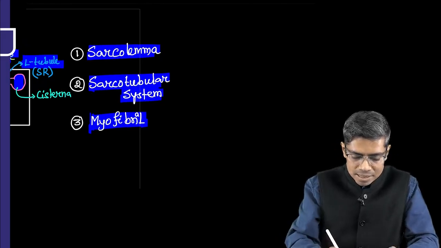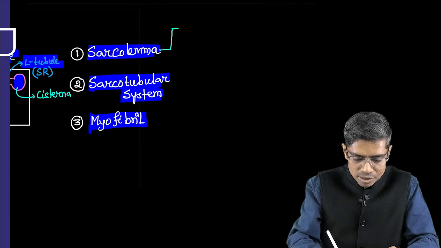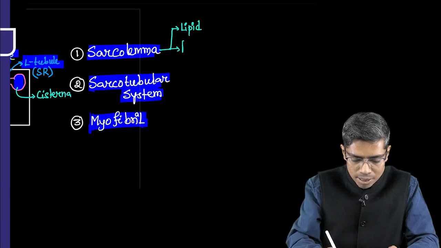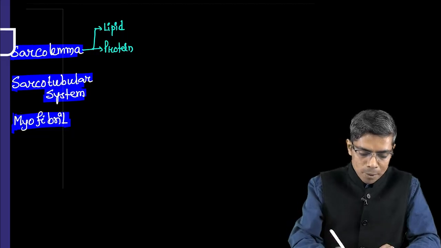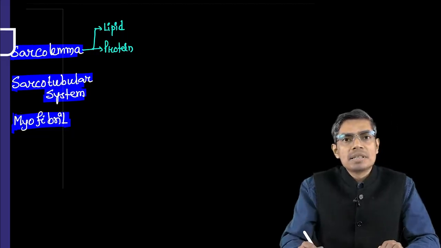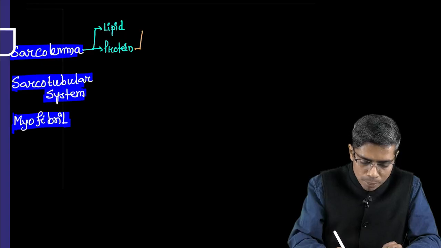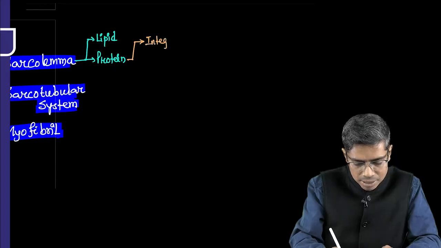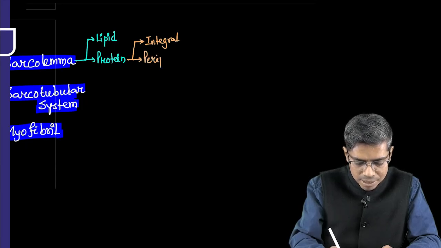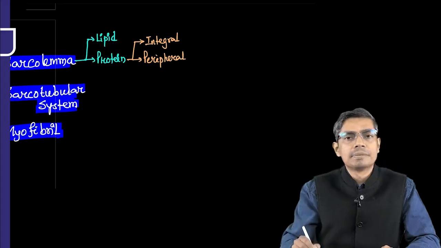Now the sarcolemma, it's a normal plasma membrane, so obviously it will be composed of lipid molecules as well as protein molecules, as we have discussed earlier in general physiology. But special types of proteins are present in the sarcolemmal membrane, and that you have to remember. So we all know the proteins which are present in membrane are of two types: integral membrane protein and peripheral membrane protein.